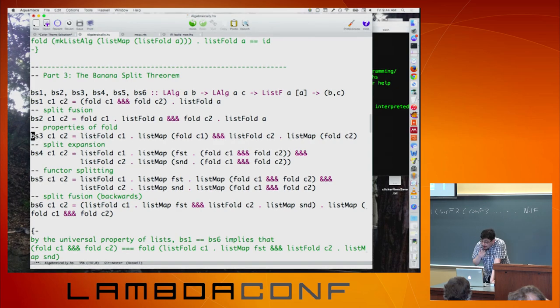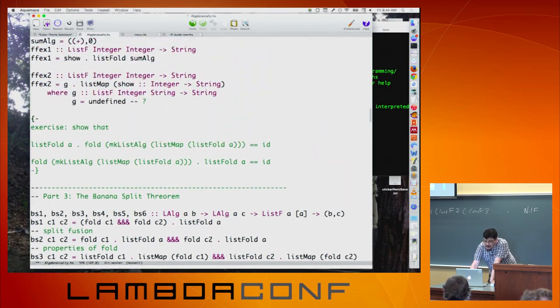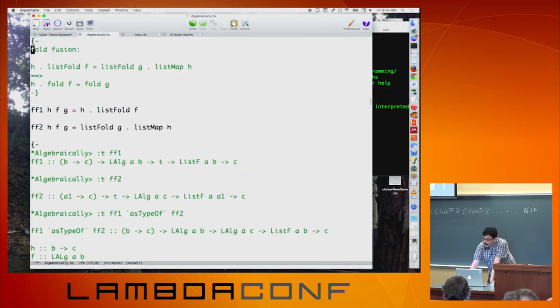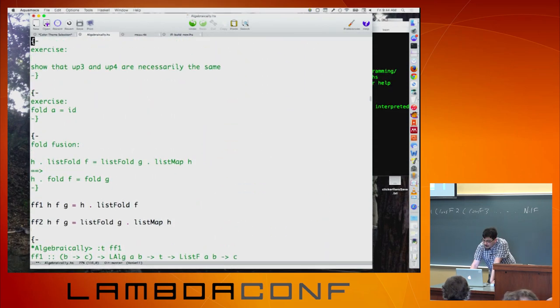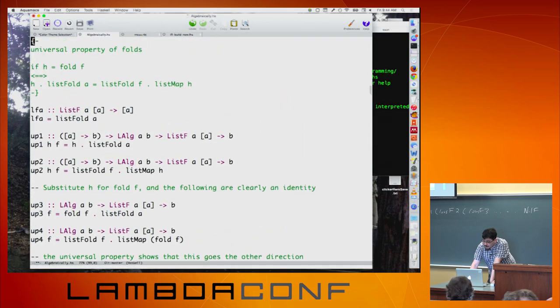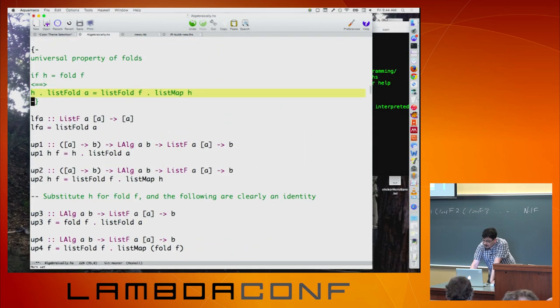By the properties of fold, right? The fold of C1 dot the list fold of A is equivalent to the list fold of C1 dot the list map of the fold of C1. And you're going to say, what? And now we introduced it up somewhere up here as an equational property. It's just sort of the universal property of fold. So I'm bouncing around, right? It's this guy right here. We're just applying that identity.